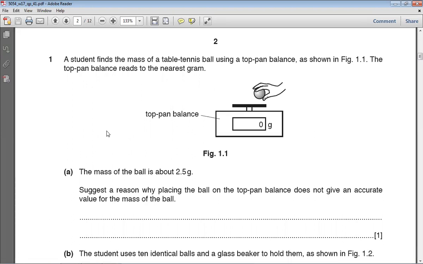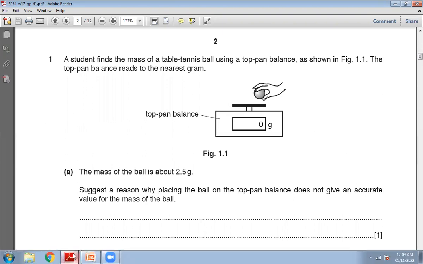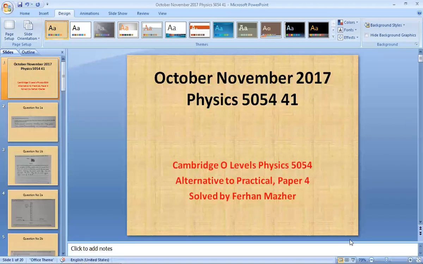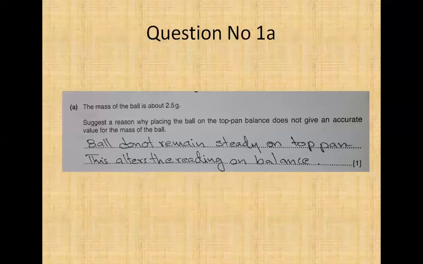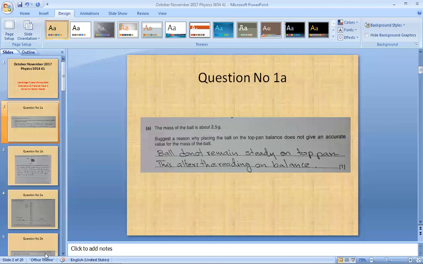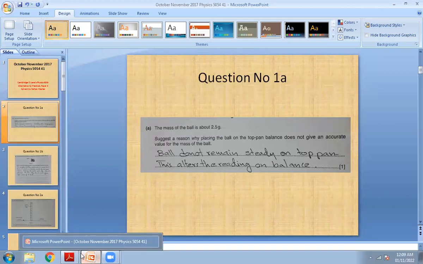You see, the tennis ball, when you put it on the top pan balance, the ball will not become steady. It will always be moving a little bit. So due to the motion of the ball, the reading on the top pan balance will continuously be changing. So let me show you my answer. I have written this answer. So here we go. Ball does not remain steady on top pan. This alters the reading on the balance. That's the difficulty which you will be facing. So that was question number 1, part A.